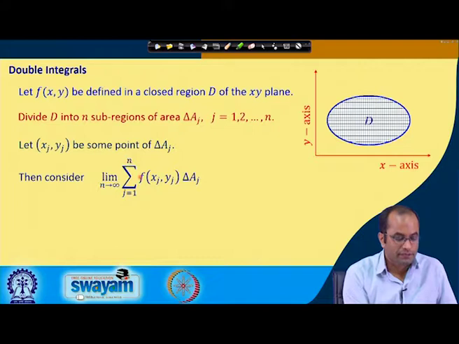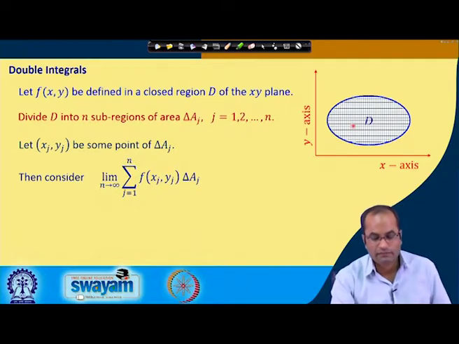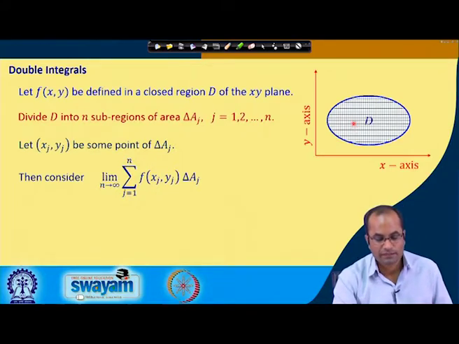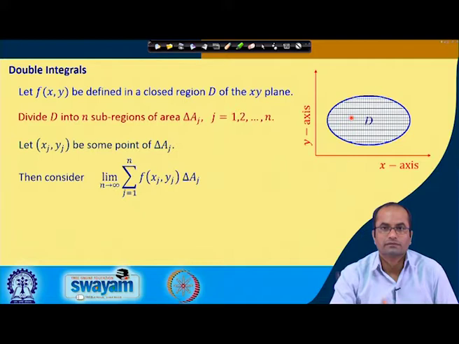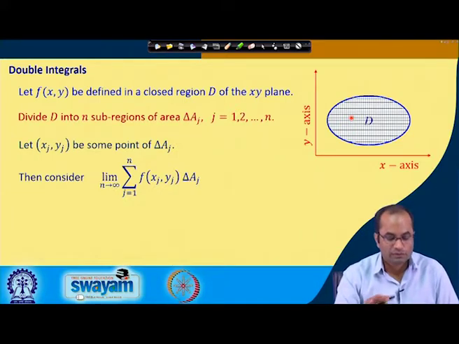So, we are summing here again the value of the function at that point. Here we have taken some point x j y j, and then there will be a function defined as a surface in the third dimension, which is usually taken as the z axis. So, there will be a surface.